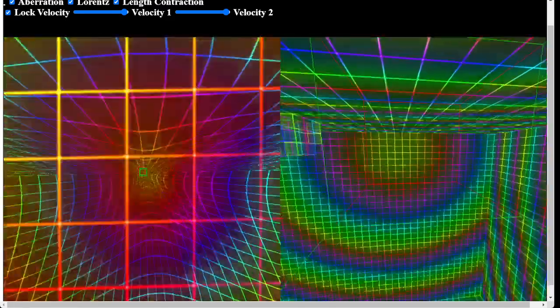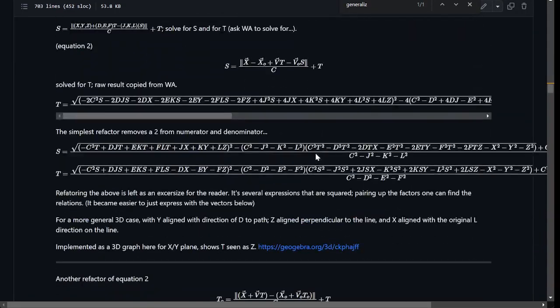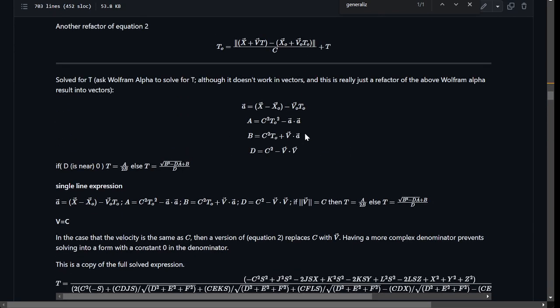And I'm going to include links to all these in the description. This one's really pretty. But this is all based on this new math. This wonderfully hideous expression. Which, in vectors, isn't actually quite so bad.